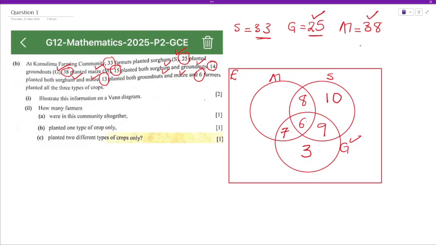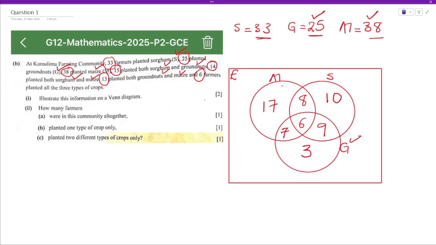We go to maize. Maize, we have 8, 6, and 7 already. So we add what we have, subtract from 38. So we're going to say 8 plus 6 plus 7. What do we get? 21 minus the total, which should be 38. We get 17. So this is where we place our 17. Okay. At this point, we are done.